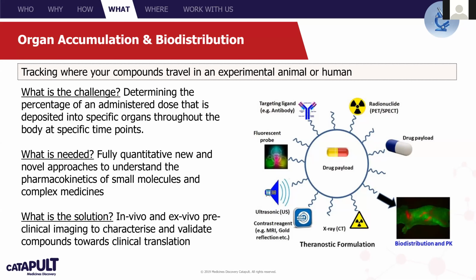As I say, that's important for both small molecules, where this can be done in other ways as well, and for larger molecules and complex medicines, where fully quantitative methods just aren't available. So the solution, we believe, is that in vivo and ex vivo preclinical imaging offers a compelling approach to non-invasively assessing that compound distribution and accumulation, moving compounds towards clinical translation.